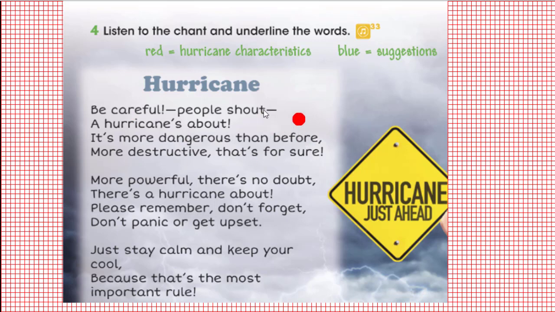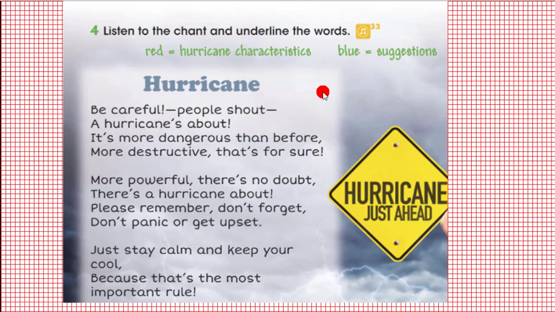Okay, so let's listen together, and while you are listening, so that you are going to pay attention for the rest of the words, and that you are going to figure out what is it, red or blue. Okay, entonces escuchamos por favor. Let's listen together. Track 33.